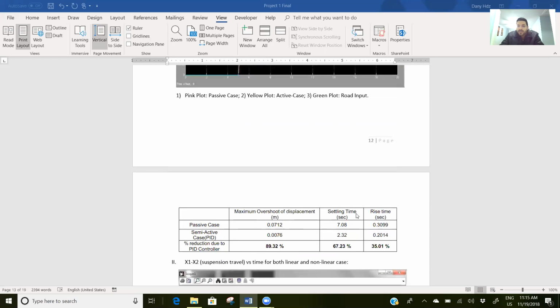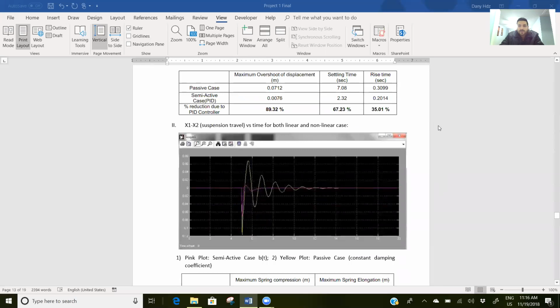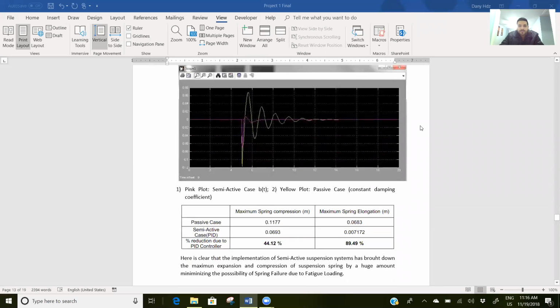The settling time for the passive case was 7.08 and for semi-active 2.32, which was reduced again by 67.23%. The rise time for the passive case was 0.3099, and for the semi-active case 0.2014, which again was reduced by 35.01%.